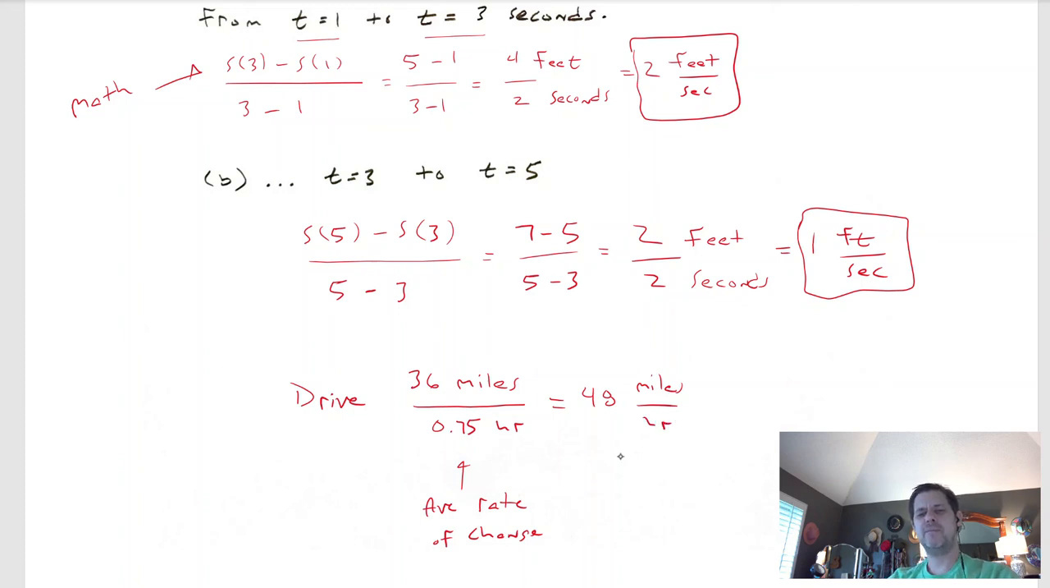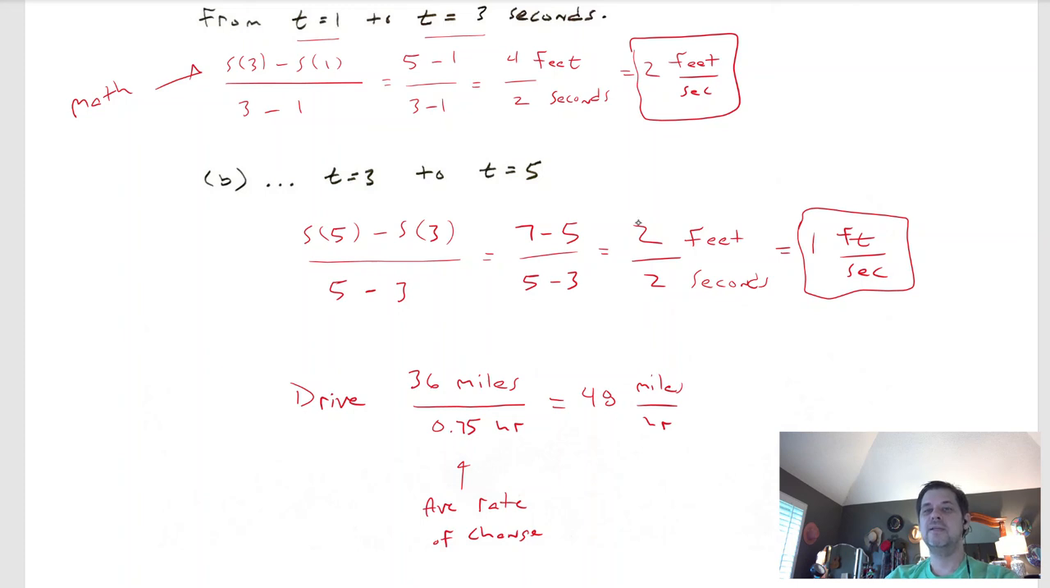Now, that number is not really accurate about my speed at any particular moment, because at any particular moment I was probably going faster or slower than this. I probably had to speed up, stop at stoplights and stop signs, maybe cruise on the highway part of the time. If there's traffic, I have to slow back down. This is really just an average. It doesn't tell me anything specific about what happened along the way.